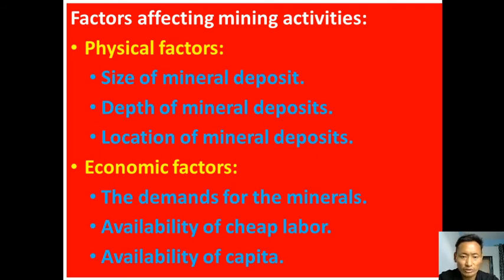Then the third economic factor is availability of capital. Capital means man, machine, and money. In order to do mining activities, we need a huge amount of money. We need human resources, and we need machines in order to do mining activities.